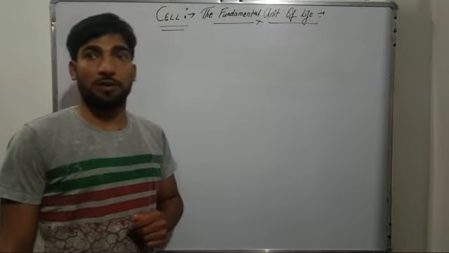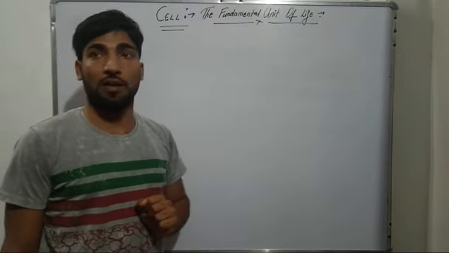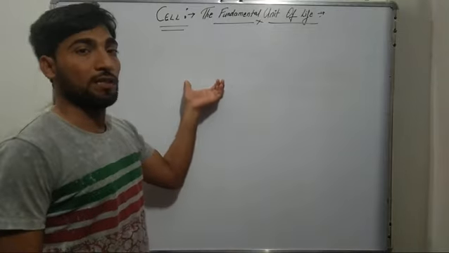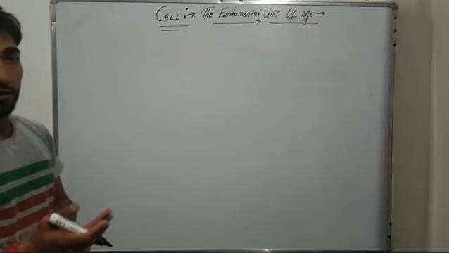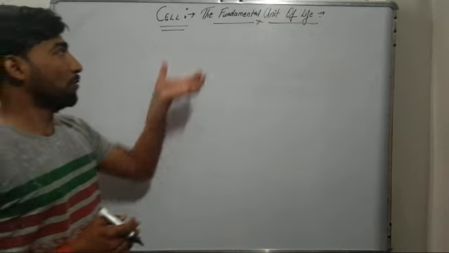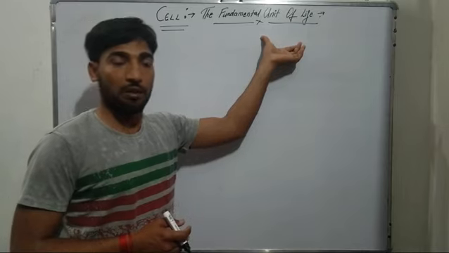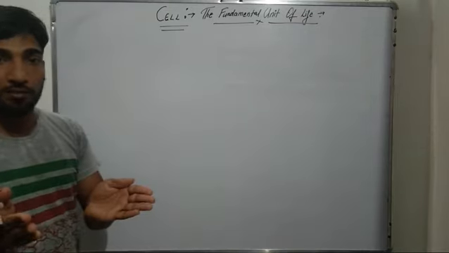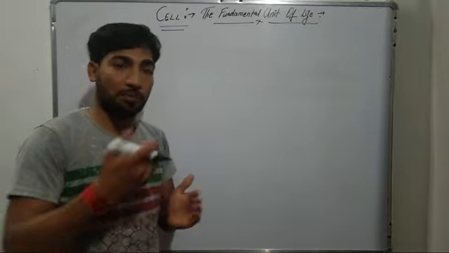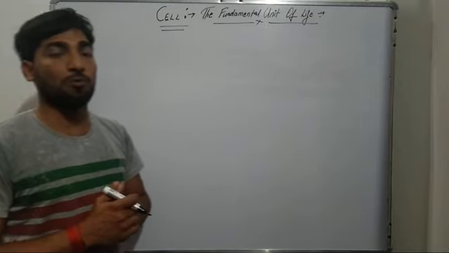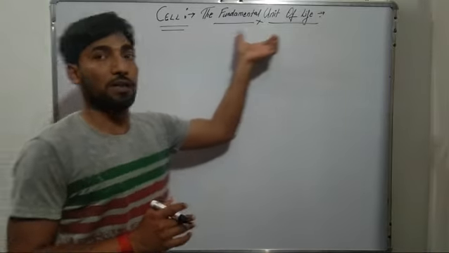Good morning students. Today we are going to discuss the topic cell, the fundamental unit of life. As you know, each and every living organism present on this earth, either a plant, animal or microbe, is made up of cells, and that's why the cell is known as the fundamental unit of life. It is also the structural and functional unit of life. Each cell is capable of independent existence and performs all the essential functions of life. That's why the cell is known as the fundamental unit of life.